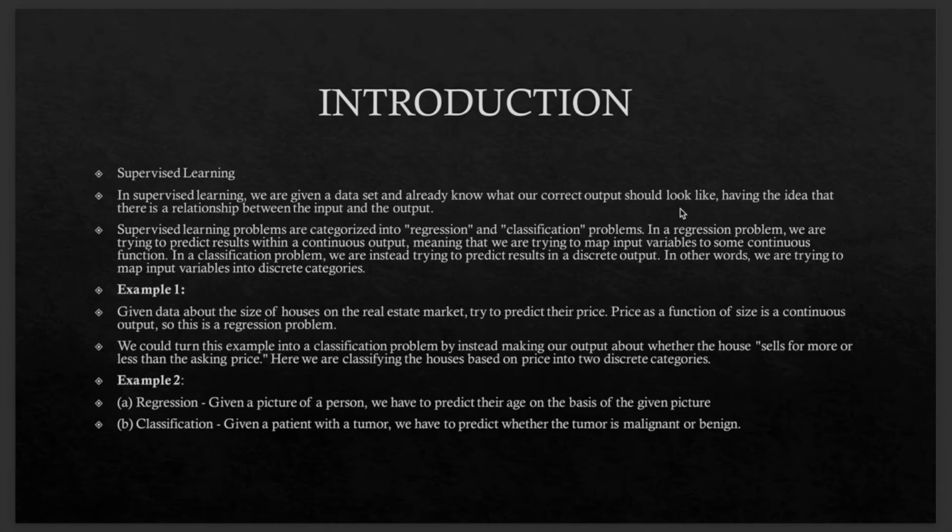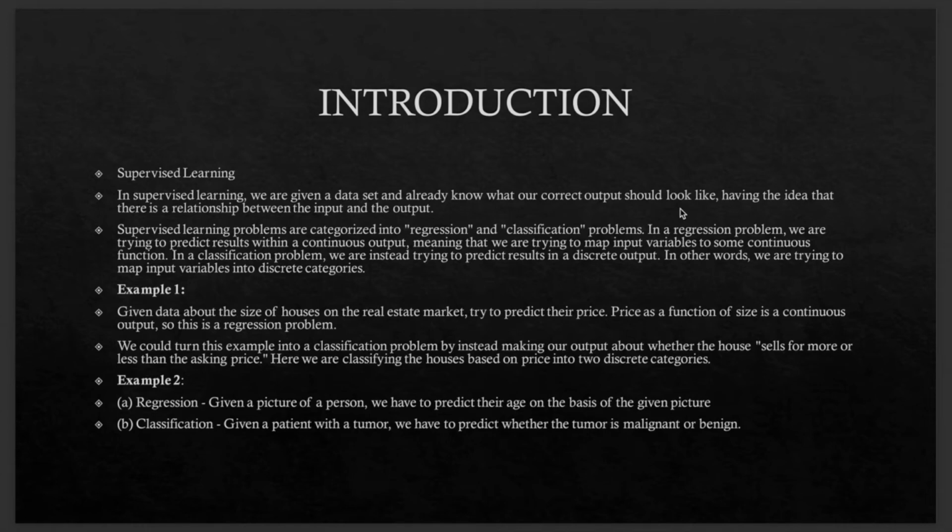In a classification problem we are instead trying to predict results in a discrete output. In a regression problem we have a continuous function, but in classification we have a discrete output. Here in regression we have a single, continuous output, but in a classification problem we have a discrete output, meaning many outputs are possible. In other words, we are trying to map input variables into discrete categories. In regression we have a single category, but in classification we have different, discrete categories.